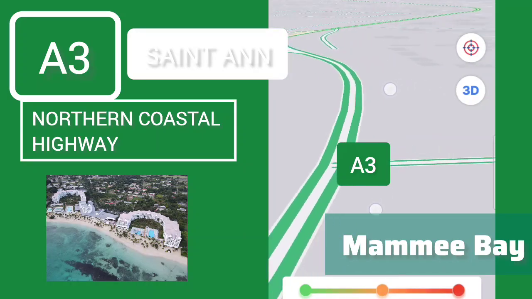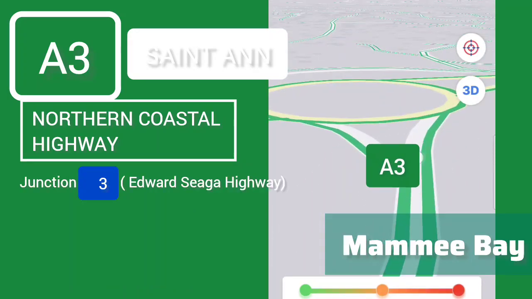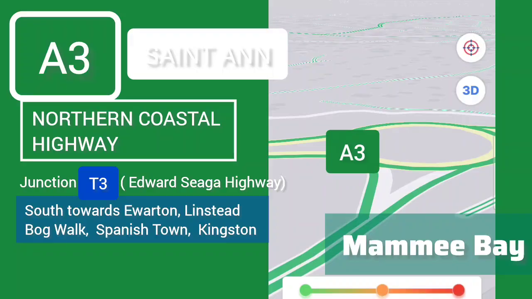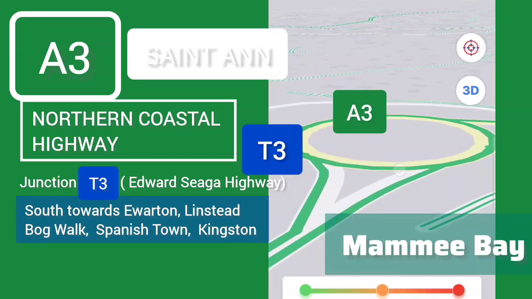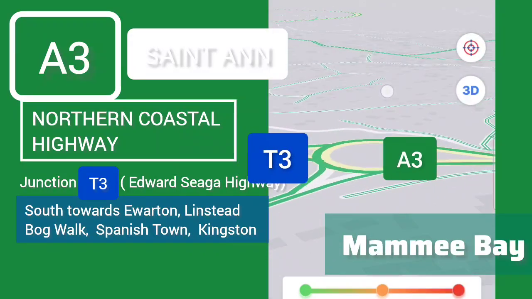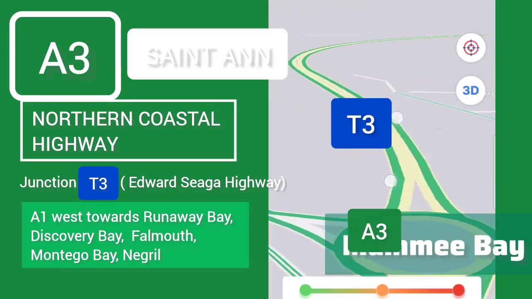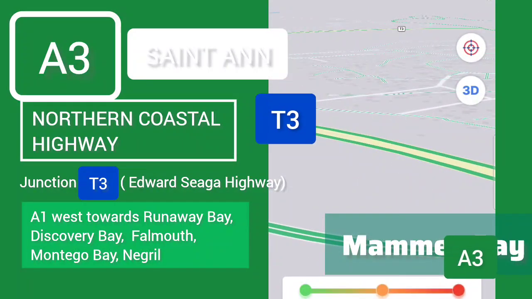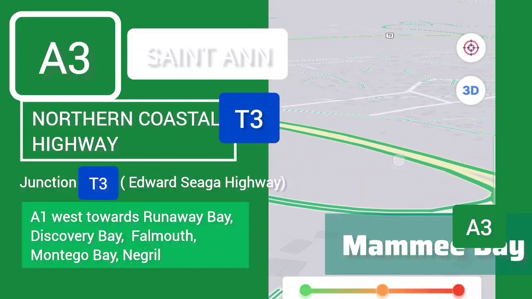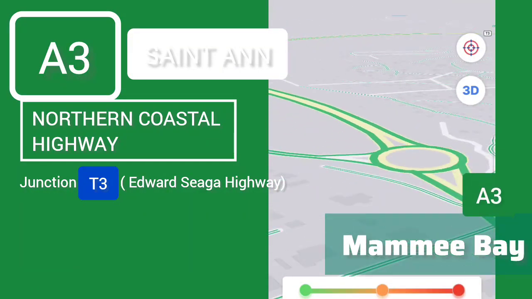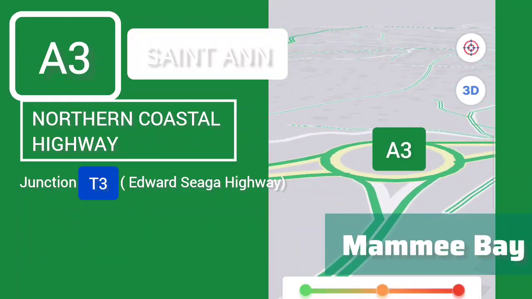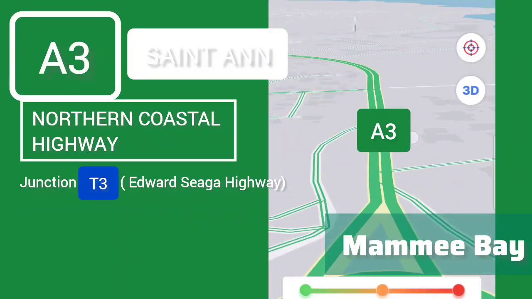We're now in Mammee Bay, and here we are, now intersecting the north-south highway, or the Edward Seaga highway. So this is the Mammee Bay roundabout. So if you're heading further south, even though this part is heading east, when you go around that bend right there, around Steer Town, you'll be heading south. This takes you all the way back to Kingston, Spanish Town, and we're on the south coast. If you're heading west to Montego Bay, this is the way you would go.